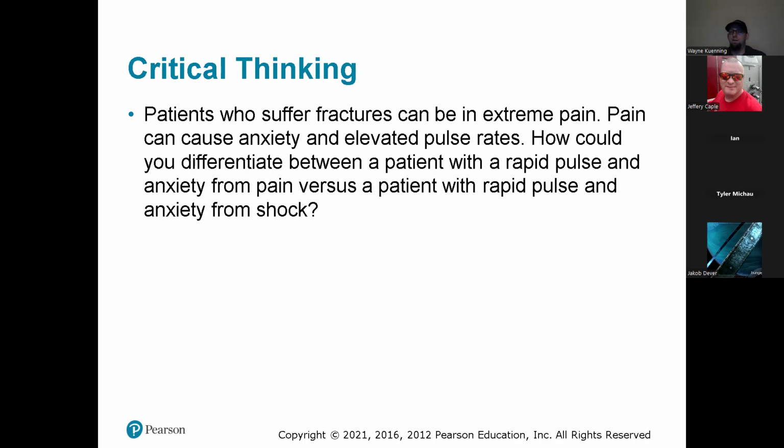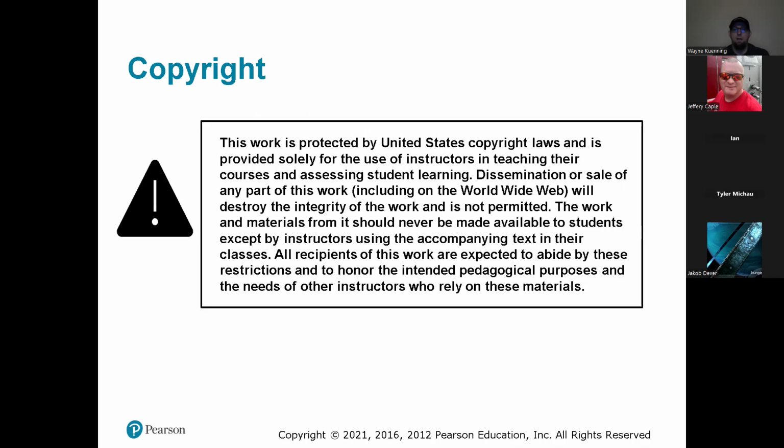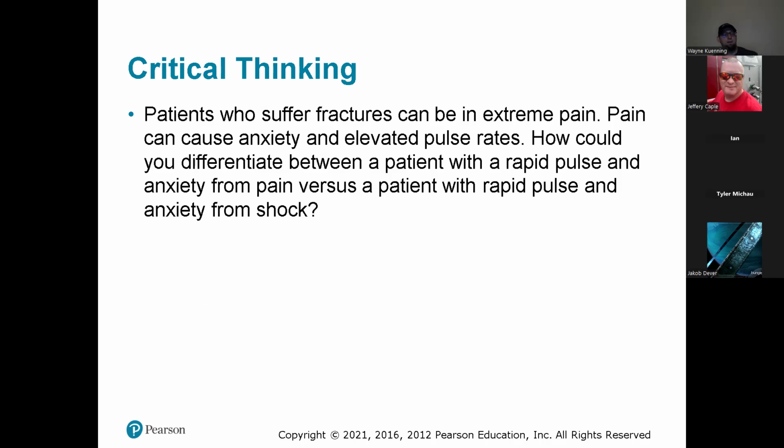Patients who suffer fractures can be in extreme pain. Pain can cause anxiety and elevated pulse rates. How could you differentiate between a patient with a rapid pulse and anxiety from pain versus a patient with a rapid pulse from anxiety and shock? Mine is you're going to look at your patient's skin tone and their mentation. Pale, cool, diaphoretic, probably shock. Skin's pink, warm, and dry, and their heart rate's 112, probably anxiety.